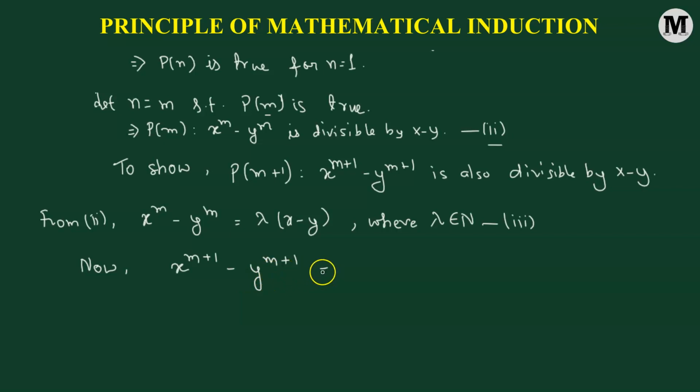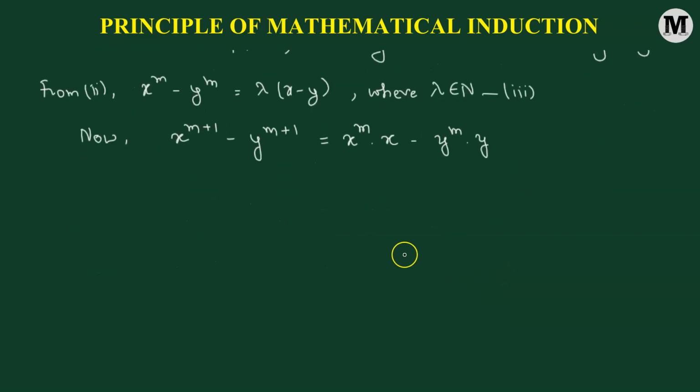So how shall we do that? First, we're going to rewrite each of the terms as x raised to the power of m multiplied by x. We have used the laws of exponents. So the second term becomes y raised to the power of m multiplied by y. Now let's do one thing. Let's take x raised to the power of m as the common factor from both of the two terms.